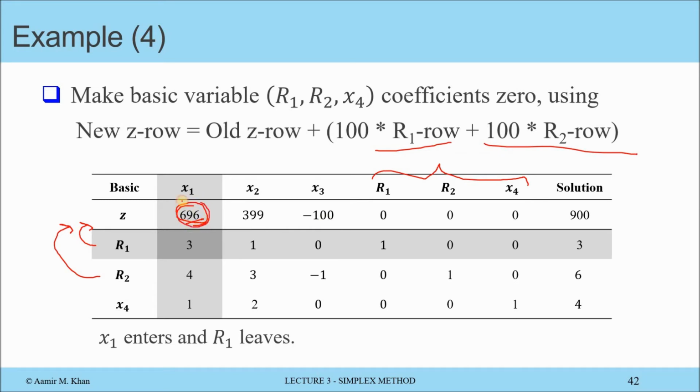So for minimization you will select the most positive, and that will enter. And which one will leave, that depends on the ratio of this column with the solution column. Okay, so I don't know, they have done it, and it seems the ratio will be 1, and it will be 6 by 4 is 1.5 I think, and this will be 4. So definitely this is the minimum positive value, so R1 will leave. Clear?